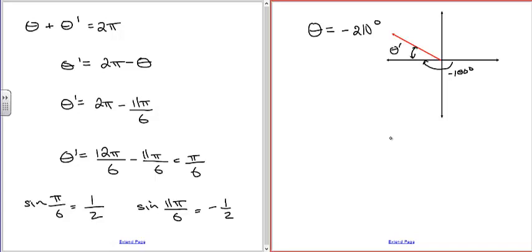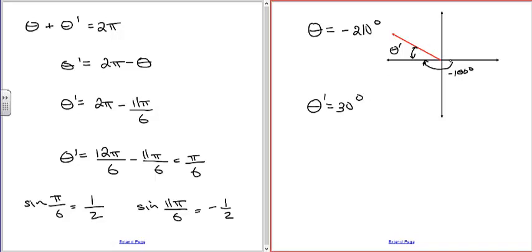So theta prime here is the reference angle. Now it's a little trickier here because of trying to figure out what it is. Maybe you can think negative 180. You got another negative 30 to get here, but the reference angle is always positive. So in this case, theta prime is positive 30 degrees.